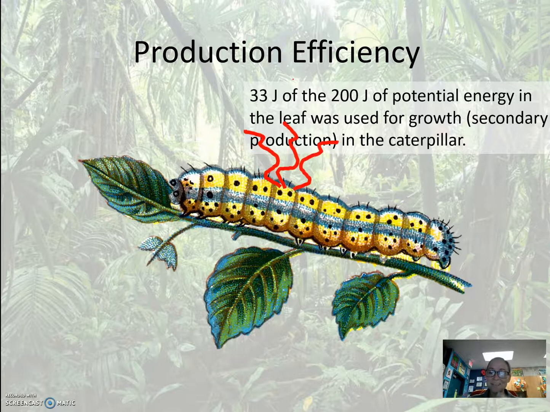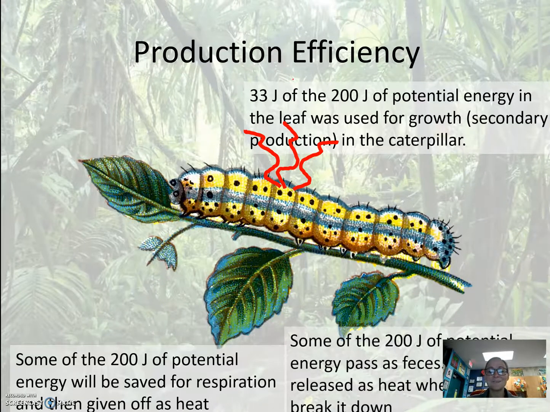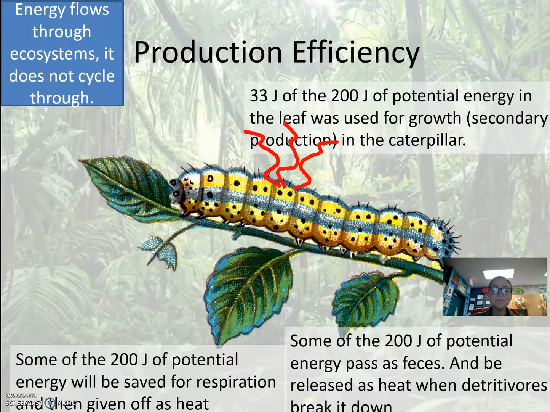When we look at this, as the mitochondria in the caterpillar break down the glucose, some of the energy stored in the bonds comes off as heat as those bonds break. And some of the potential energy that was in the leaves is now coming out as poop. The caterpillar didn't use that energy. So some of the 200 joules will pass as feces and be released as heat when detritivores break it down.